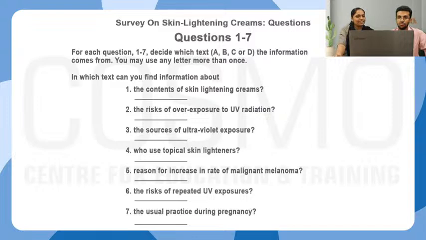So have you identified which text contains the information of question number 3, the sources of ultraviolet exposure? Again, information about ultraviolet exposure comes in both C and D paragraphs. So it's one of those two texts. So the key is to find which text contains the sources. So let's check if it's C text or D. Let's check for text C.